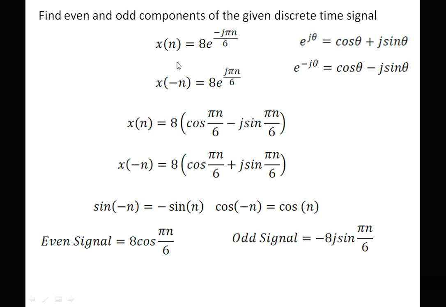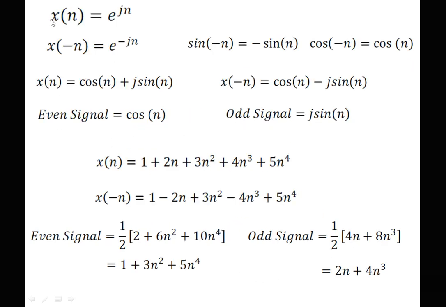Next example, same as previous. x of n is equal to 8 into e raised to minus j pi n divided by 6. So similarly, we can get x of minus n is equal to 8 into e raised to j pi n by 6. Now x of n is this and for x of minus n we are getting the positive sign. So we get the even signal as 8 cos pi n by 6 and odd signal as minus 8j sin pi n by 6. So this is the calculation, because for odd signal we are getting minus and again this minus, that's why minus 8j sin pi n by 6.